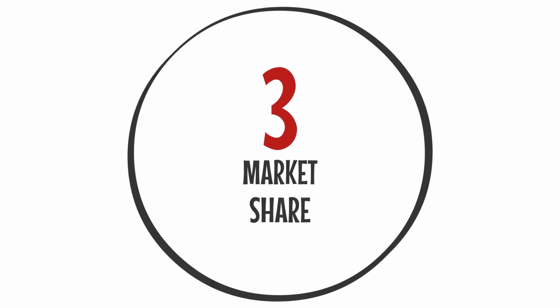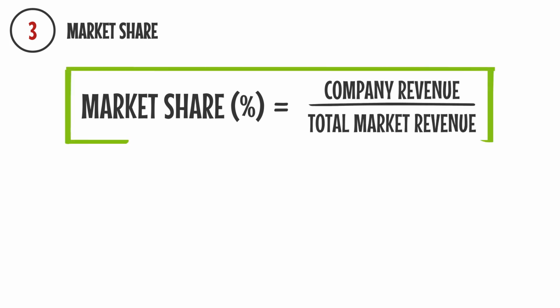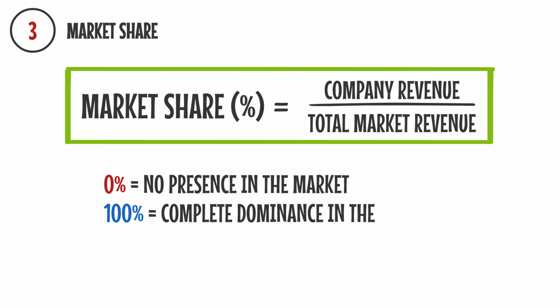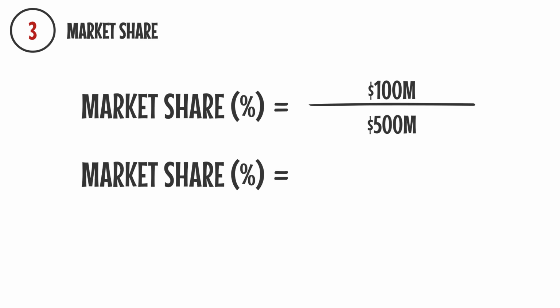Number 3, market share. Market share measures the percentage of total market sales a particular company has. It is calculated by taking the company revenue and dividing it by the total market revenue. Market shares can range from 0%, or no presence in the market, to 100%, complete dominance in the market. For example, your company sells shirts and generates $100 million in annual revenue. The market size of shirts is $500 million. Therefore, your company has a market share of $100 million divided by $500 million, or 20%.